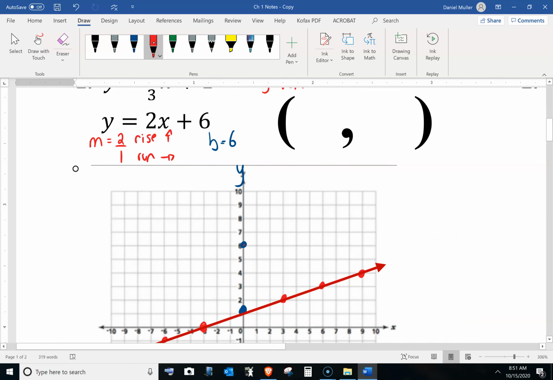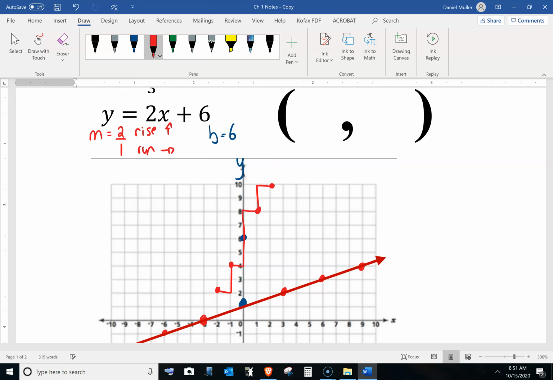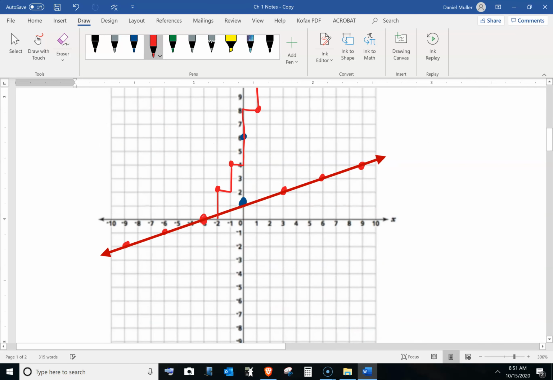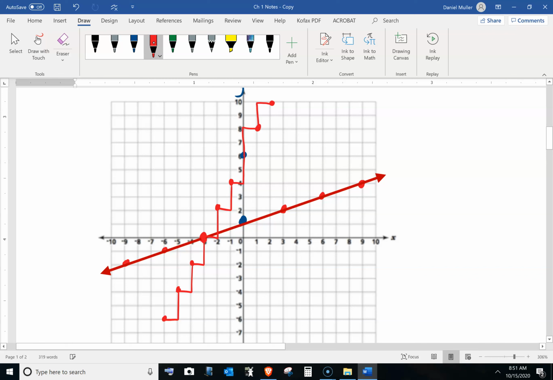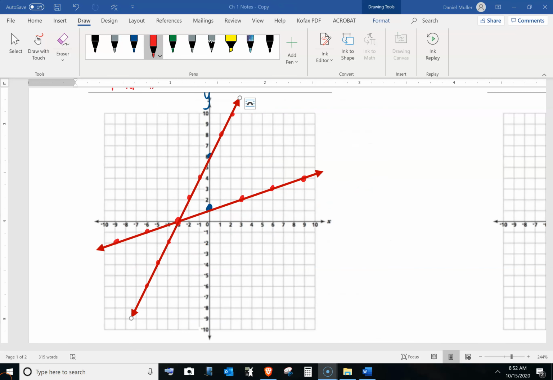I can rise up 2 over 1, up 2 over 1, then down 2, 1 to the left, down 2, 1 to the left. I'm going to scroll down here. Down 2, 1 to the left, and just keep going. I'll stop there. There's so many of these lines. And now all I have to do is connect the dots. Okay, so here we have it. This is the spot where these things cross.